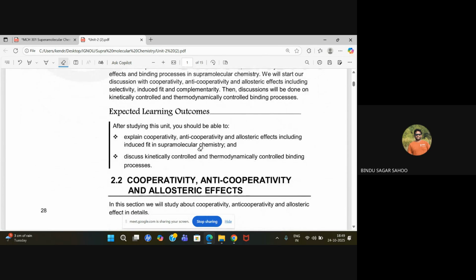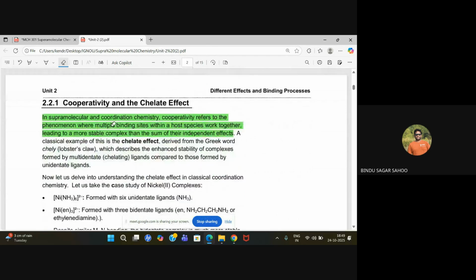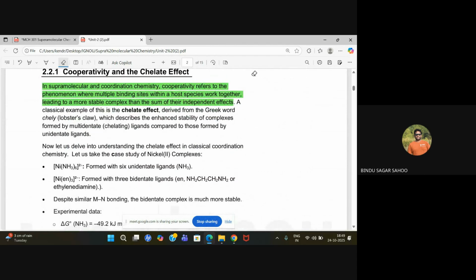And along with that, if a guest and host interact, what will be the selectivity, the complementarity, and other things. So first, we can see the cooperative effects. In supramolecular and coordination chemistry, cooperativity refers to the phenomenon where multiple binding sites within a host species work together.